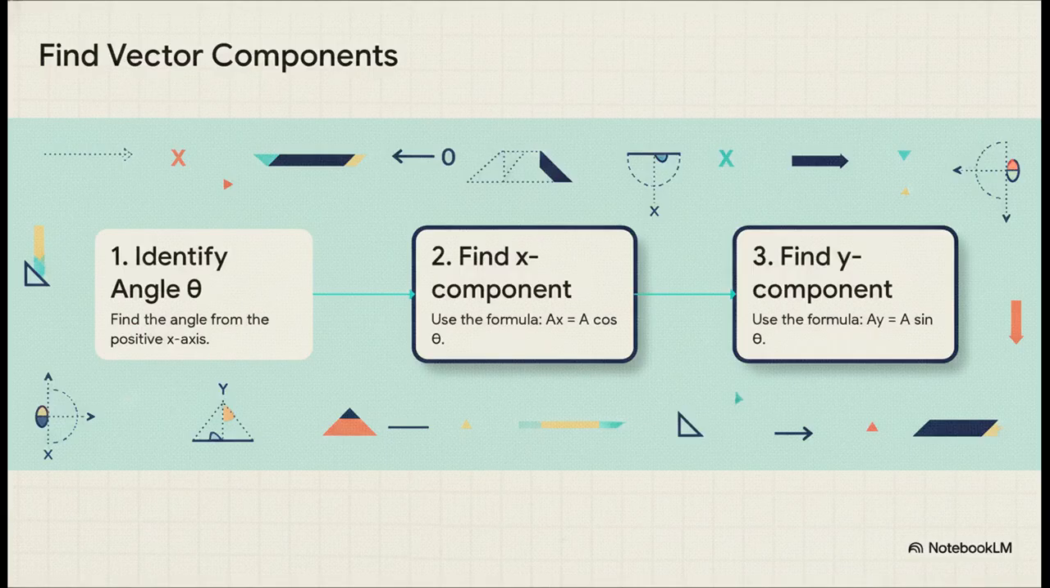And this right here, this is the most critical skill you need for vectors. It's breaking a single vector down into its simple x and y parts, or components. Why do we do this? Because it's a total game changer. It turns one tricky diagonal problem into two super easy straight line problems. And it's a simple 3-step process using the exact same trig we just covered.